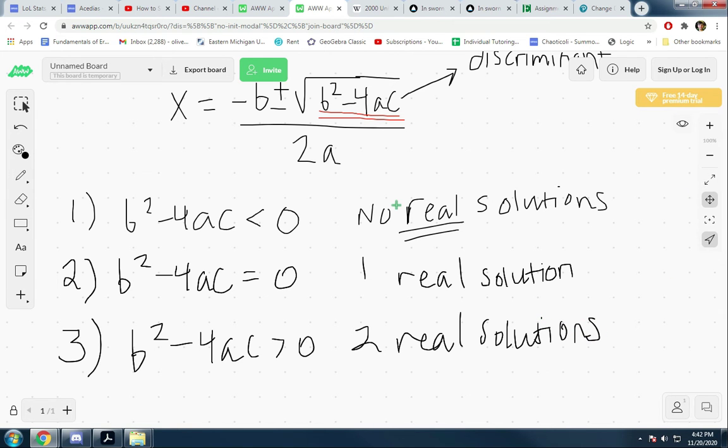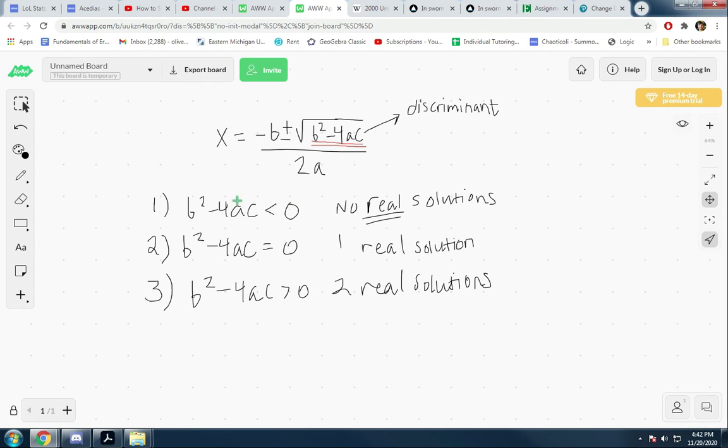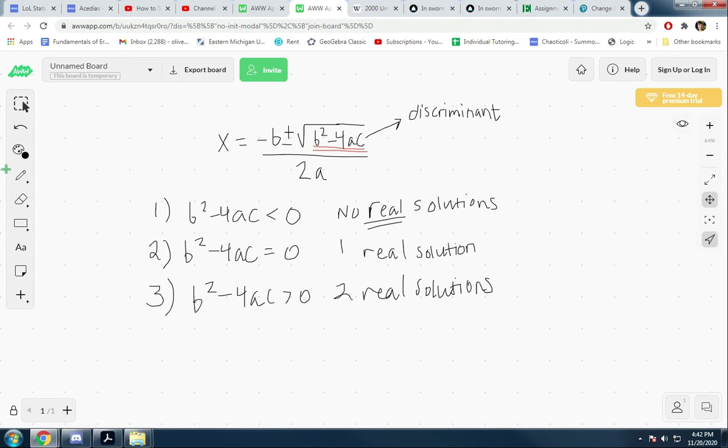Okay, now let's zoom out and make sure we understand all of this. In case 1, we've got no real solutions, because we would be taking the square root of a negative number. And remember from before, we cannot take the square roots of negative numbers without leaving the real numbers. So in other words, square roots of negative numbers are imaginary, they're not real.